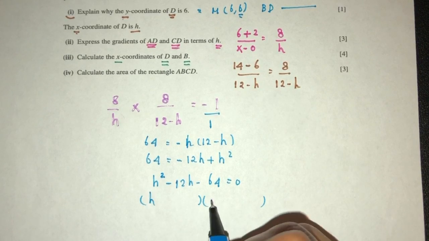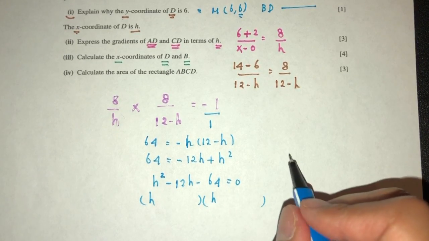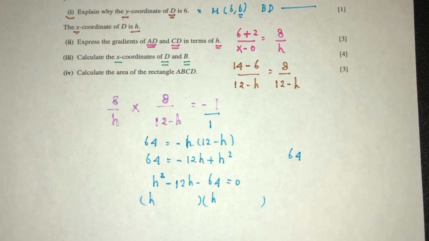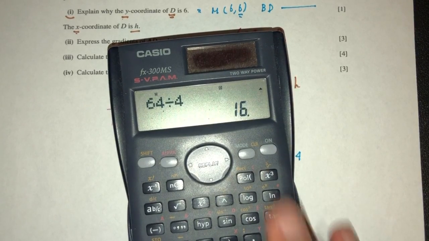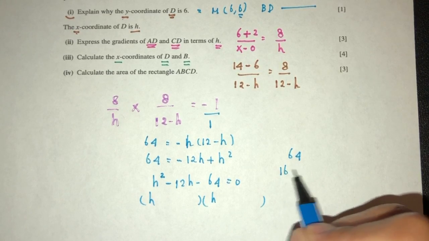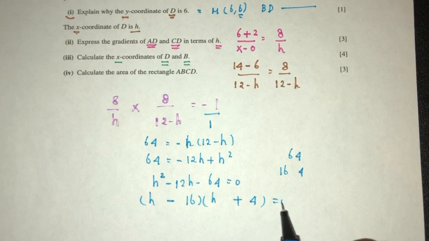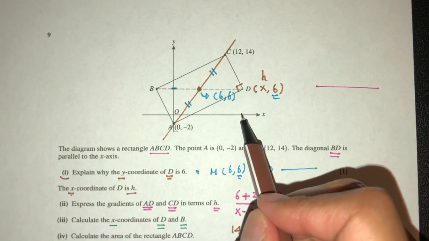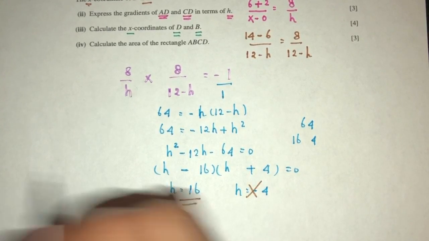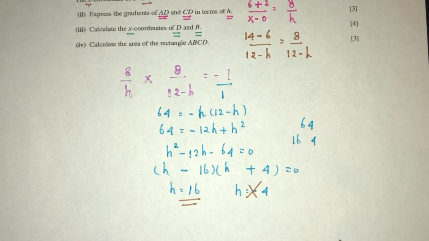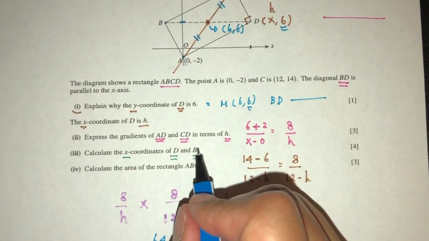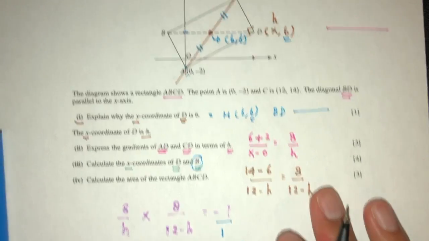Factorize this. What can we use here? 64 is 16 times 4. To get minus 12, we have to have minus 16 plus 4. So h can be 16 or h can be minus 4. But obviously, as you can see, h is on the positive x-axis, so minus 4 cannot be the value, so h can only be 16. Now we have this already. We have to find the x value for B as well. So how would you find B?